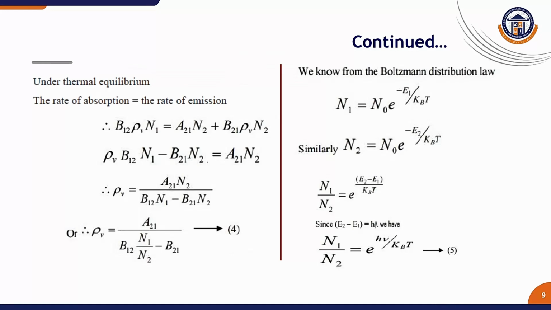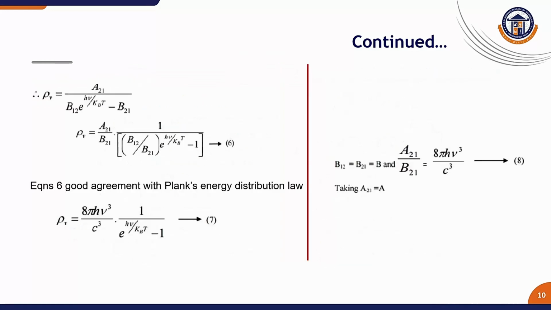We know the Boltzmann distribution law: N equals N naught exponential of minus E by kBT. Further simplification, N1 by N2 equals exponential of E2 minus E1 divided by kBT. Using Planck's radiation law, rho equals 8 pi h nu cube divided by c cube into 1 divided by exponential h nu by kBT minus 1. Therefore, finally, B12 equals B21 and A21 divided by B21 equals 8 pi h nu cube divided by c cube. This is the conclusion of our Einstein A and B coefficients.